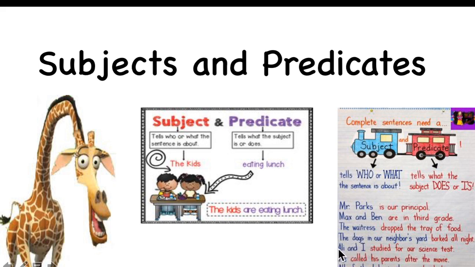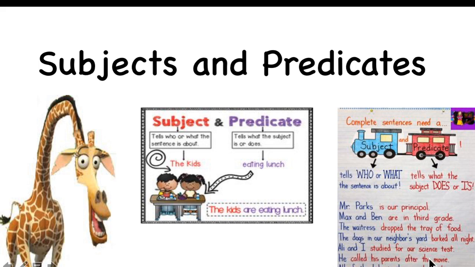That's a subject. What did Ali and I do? Studied for our science test. That's a predicate. He called his parents after the movie. Who called his parents? He. That's a subject. What did he do? Called his parents after the movie.